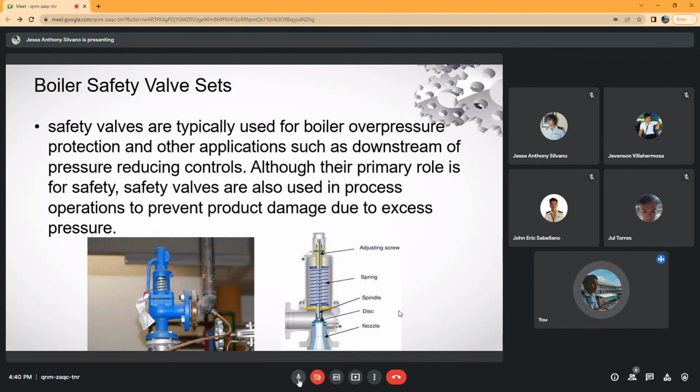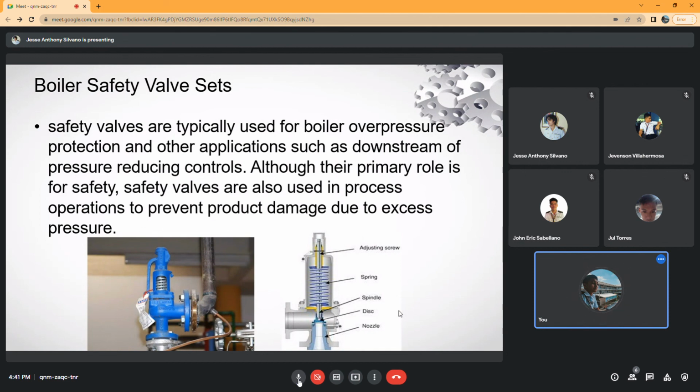So, I'm the next reporter, Engine Candidate Vergara Jhon Camilo, to discuss the boiler safety valve set. Safety valves are typically used for boiler overpressure protection and other applications such as downstream of pressure reducing controls. Although their primary role is for safety, safety valves are also used in process operations to prevent damage due to excess pressure. One example of this safety valve is in the air compressor. If the air compressor is in overpressure, the safety valve automatically opens and exhausts the excess pressure.